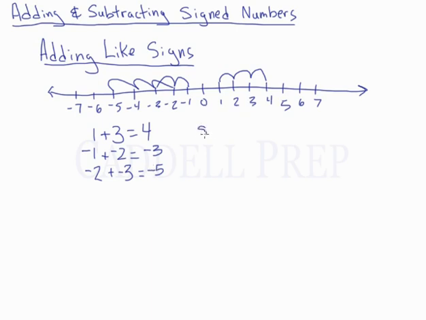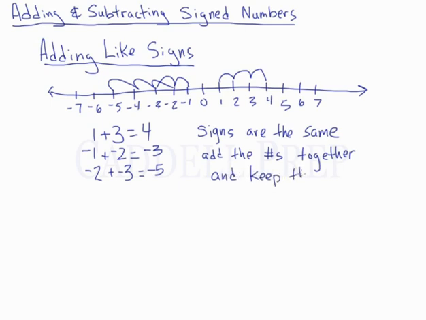So when the signs are the same, we're just going to add the numbers together. And keep the sign. When I say we're going to add the numbers together, I mean these are actual values without the sign. So let's take a look. Negative 2 plus negative 3 is negative 5. Negative 2 and negative 3, the signs are the same. They're both negative. Just going to add 2 plus 3, get 5. And we keep the negative.